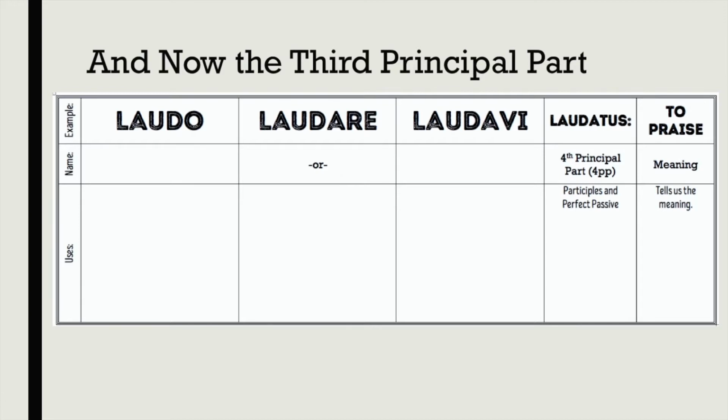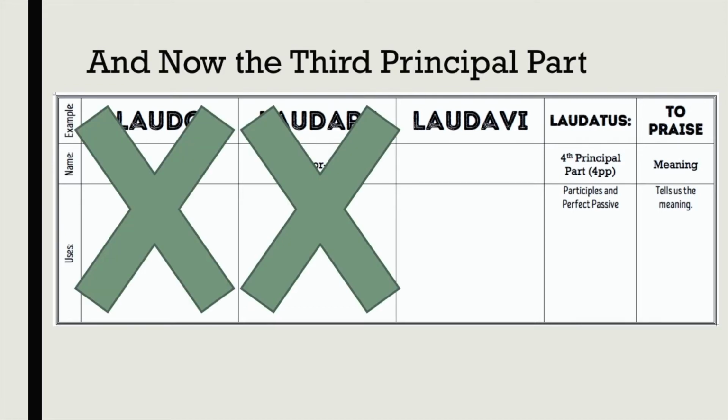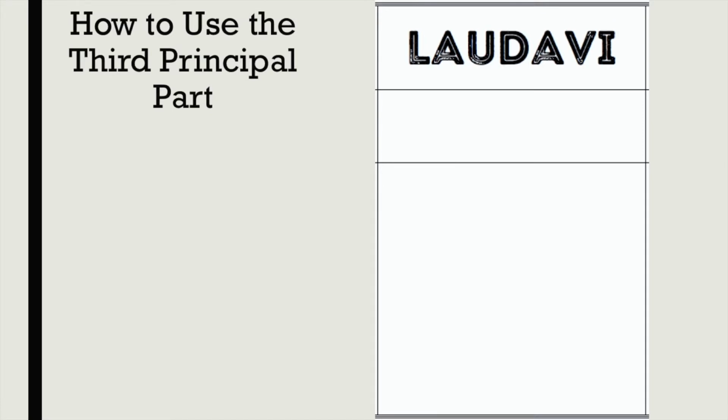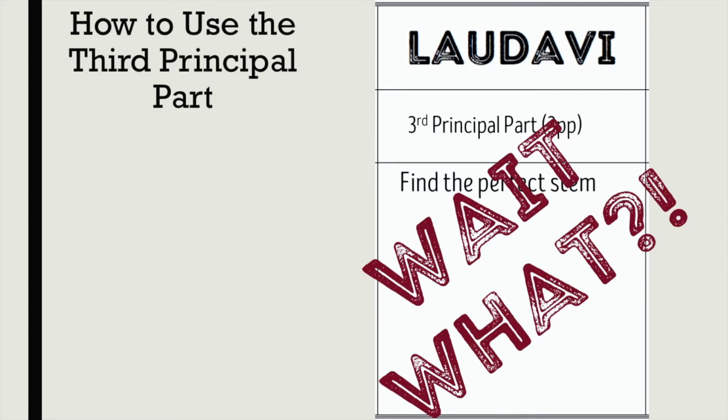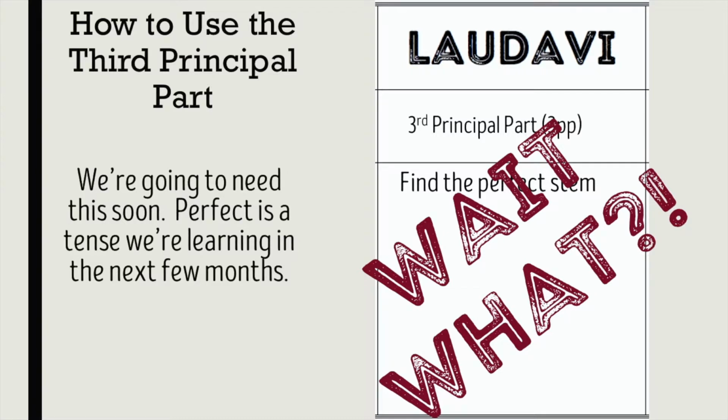All right, and lastly, we're going to do the third principal part. So we've done this one, and we're on to this one. So for the third principal part, or the 3PP, you're going to use it to find the perfect stem. And again, I can hear you: wait, what? Perfect stem? Yeah, that's okay. We're going to need this soon.